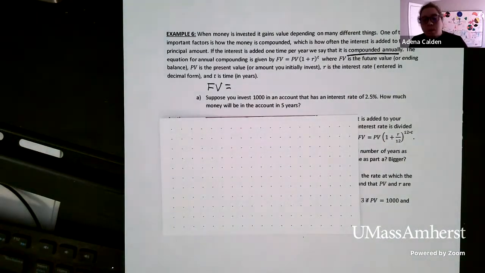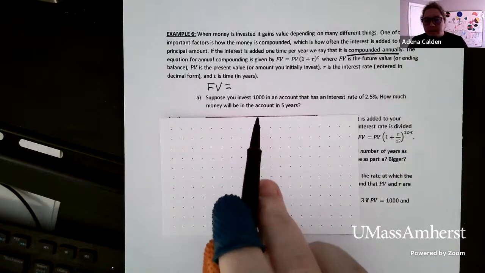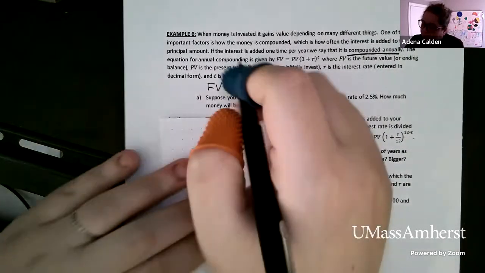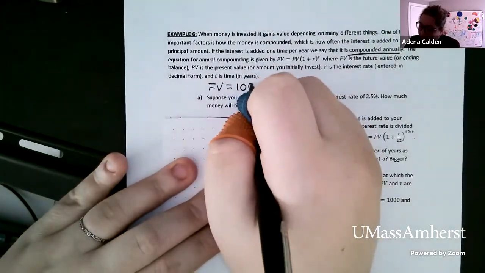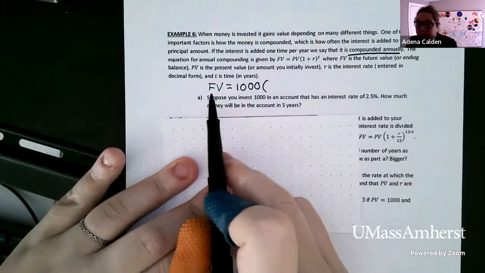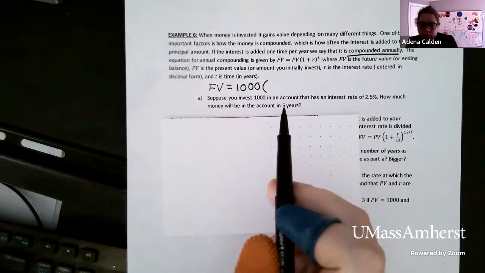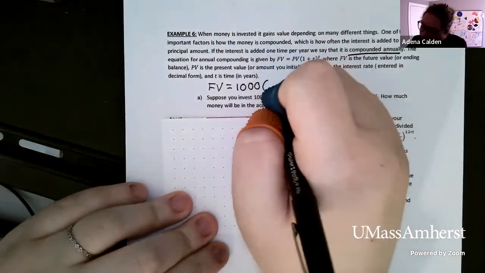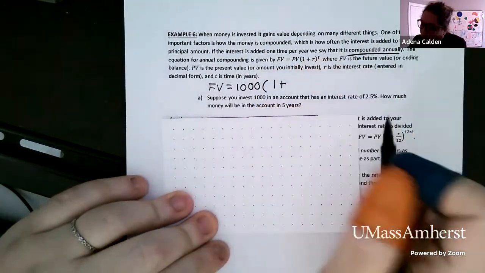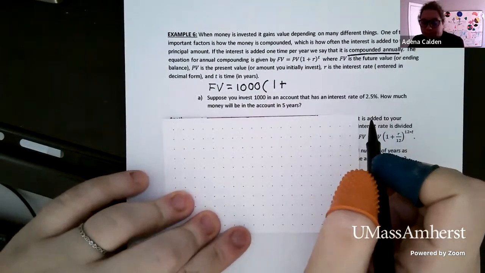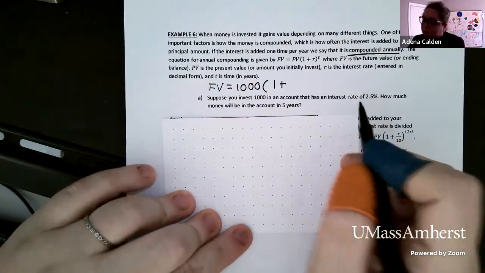All right, so the $1,000 is the present value. That's the amount that you're going to put in today. Future value is what we're trying to find, how much you have in 5 years, so in the future. So then we have 1 plus r. So r here is 2.5%. So we need to convert that into a decimal.